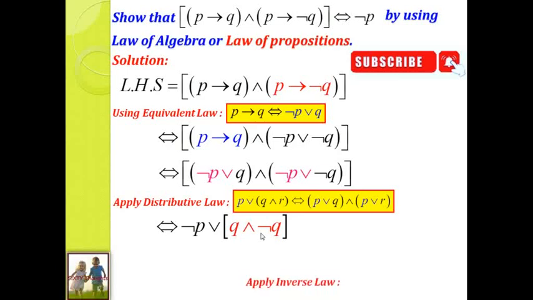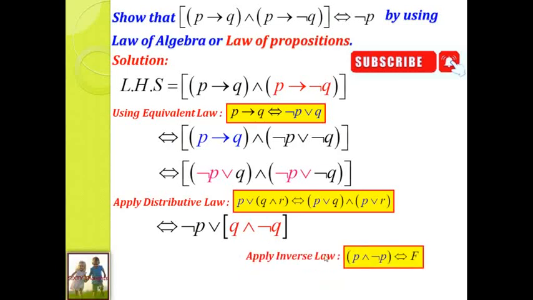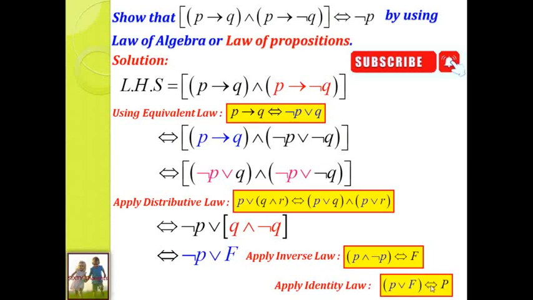Okay, now we know what the inverse law is. The inverse law is nothing but P and negation P is equivalent to false. So here we have Q and negation Q. We can write this expression as negation P or false. And also we know one of the laws, that is the identity law. What is the identity law? P or false is equivalent to P. So we can write this negation P or F as nothing but negation P by using the identity law. Okay, so we get the right hand side expression, that is negation P.